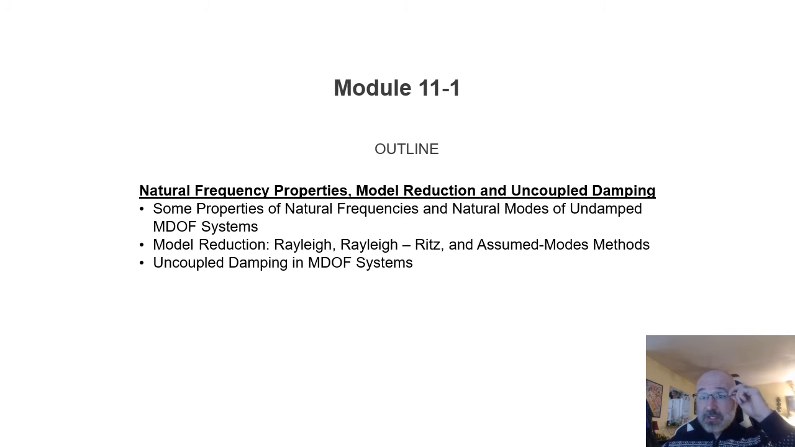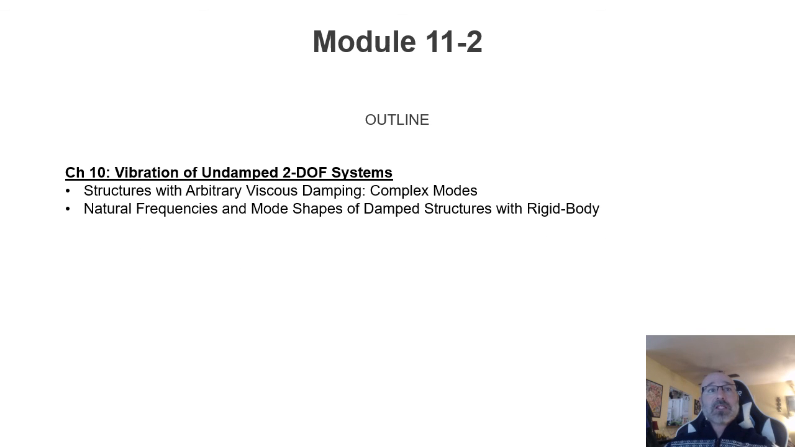We'll break this down into 2 to 3 sections. We're going to call it 11.1 and 11.2, but 11.1 will have 2 sections within it here. We're dealing with module 11.1. We're talking about our natural frequencies, some modes of undamped multi-degree of freedom systems, and some uncoupled damping of multiple degree of freedom systems. And as we get into the lectures for these, we'll specifically break this down a little bit more. Second section we're going to get into here for 11.2, so we're going to continue on with some viscous damping for complex modes and talk about mode shapes of damped structures with rigid bodies.